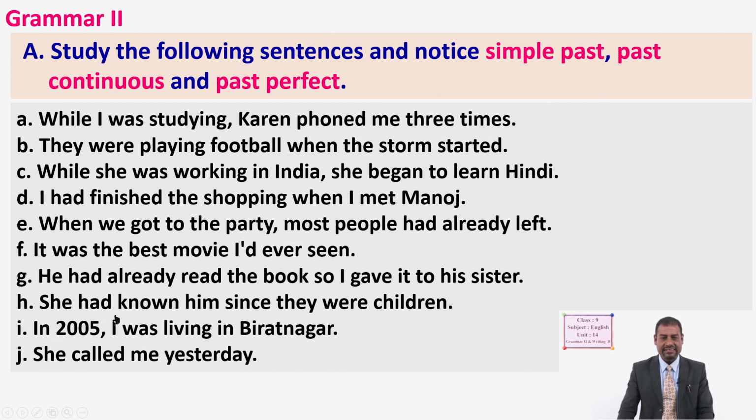Now, "She had known him since they were children." So again, had plus past participle. So it means simple past? No. Past continuous? Again no. Then what is it? Yes, it is past perfect tense. And here we have were, and were is the past form of are.